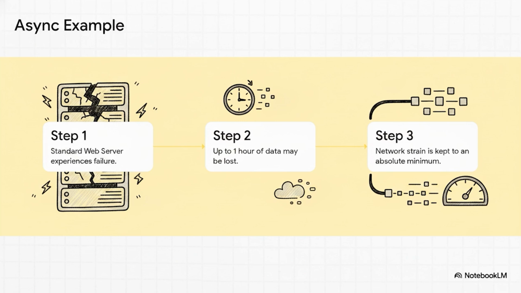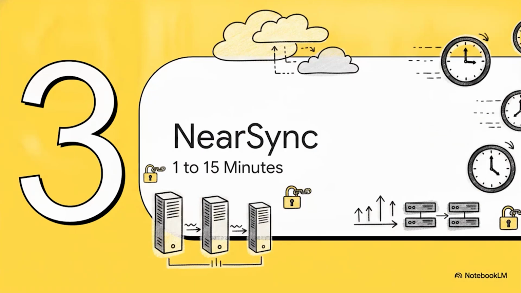And Step 3 shows us the why behind this choice: efficiency. Your network strain is kept to an absolute minimum. You're not just hammering your WAN links with real-time data, which keeps that bandwidth wide open for your more critical traffic. All right, Section 3, NearSync, 1 to 15 minutes.